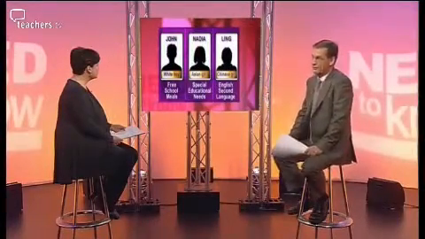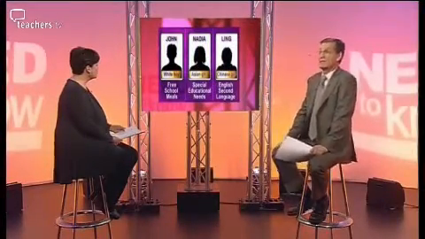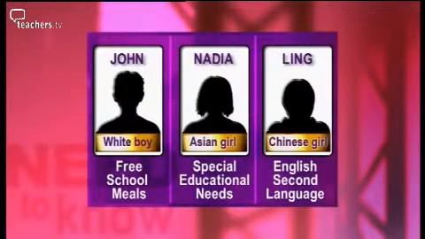So the prediction for John will reflect the relative underperformance of white boys and the link between lower attainment and eligibility for free school meals. Nadia's prediction will reflect the fact that girls tend to do better than boys, as well as the average attainment of her ethnic group. It will also reflect her SEN status. And Ling's predicted score will reflect that children with English as a second language tend to progress quickly, as well as the fact that Chinese pupils tend to do well.